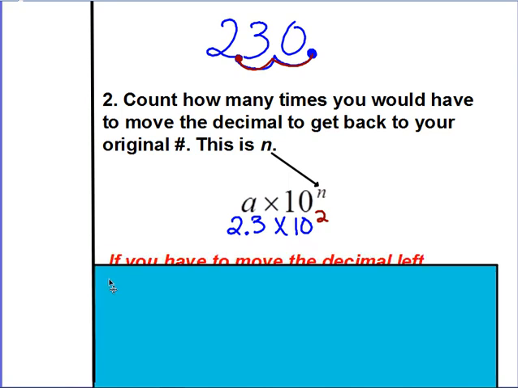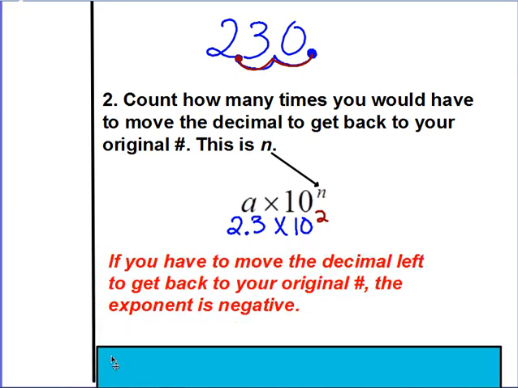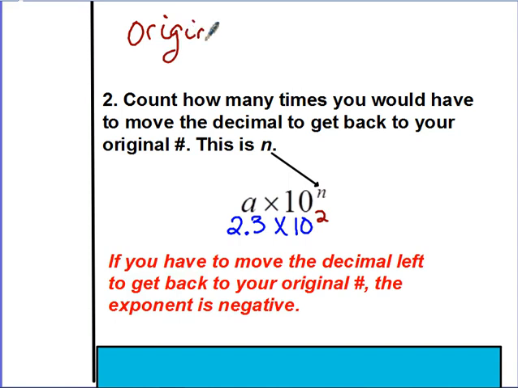Now this part in red down here is super important, so make sure you write this down. If you have to move the decimal to the left to get back to your original number, so if I had to move it back here to get to my original number, then the exponent's going to be negative. And guys, a lot of people have trouble with this whole right-left business. So I want to give you something to help you determine if your exponent's going to be negative. If your original number, write this down, is less than 1 whole, your exponent is going to be negative.